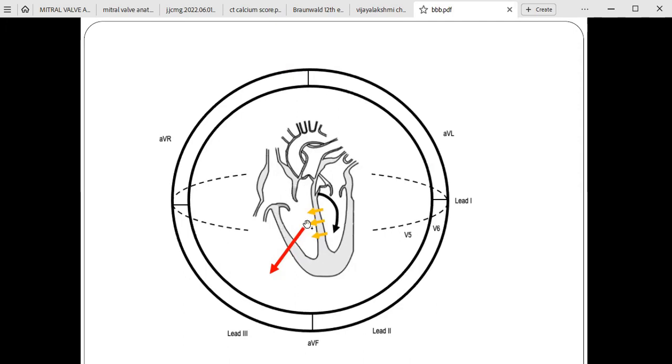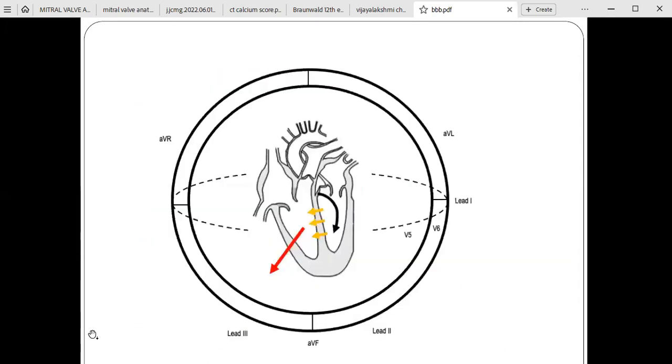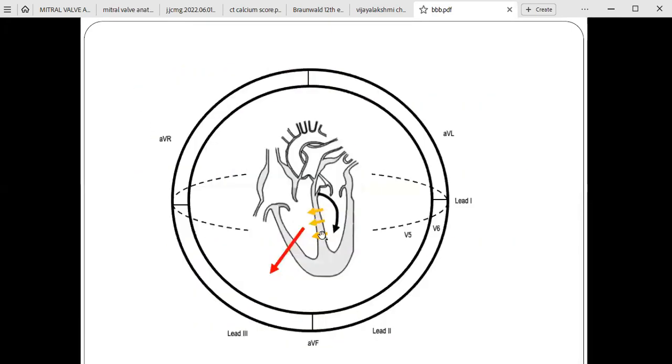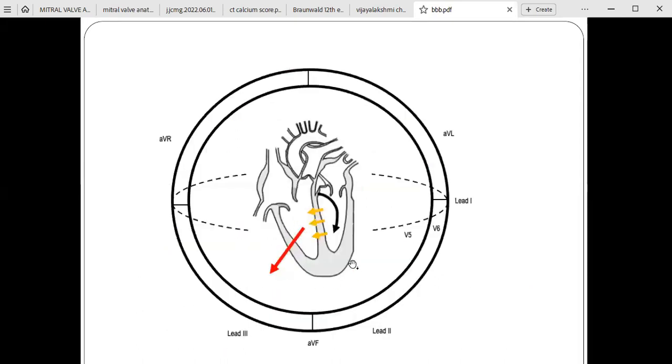So right side depolarization will occur a little later compared to the left, and that forms a separate QRS. Left ventricular activation via the left bundle branch occurs early. You can see here by the black arrow the early left depolarization, and then the right septal depolarization, that is the yellow QRS. There is the yellow arrow you can see here, and then the right ventricular depolarization. Thus, the result is a delayed R wave in leads V1 to V3, which represent the right side leads.